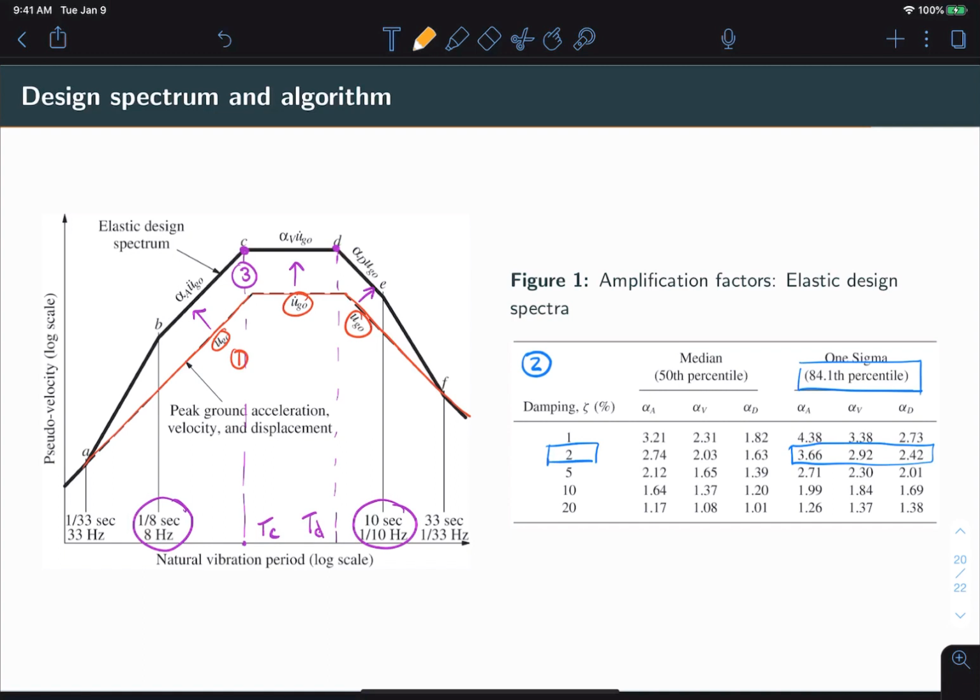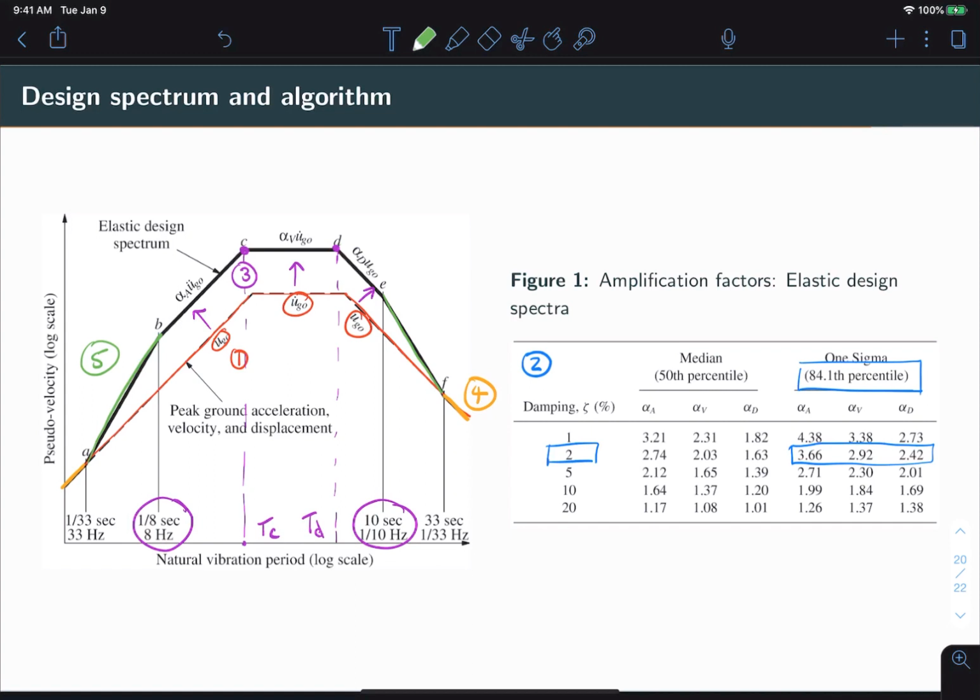Step 4 is to draw the lines through A and F. Here, these are simply lines corresponding to unity values for A and D respectively. And finally, our last step is to draw lines AB and EF. These can be defined by a simple log linear relationship.